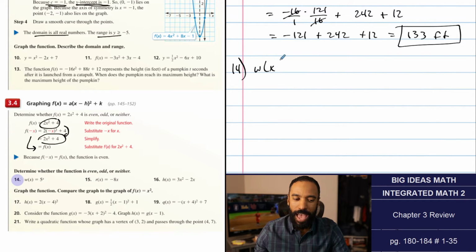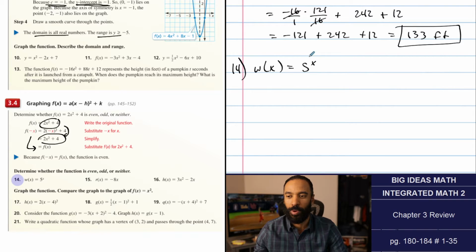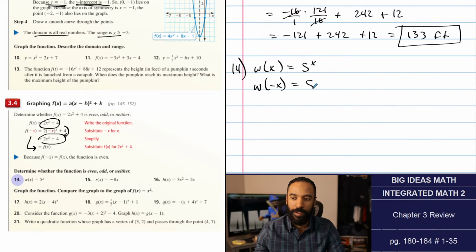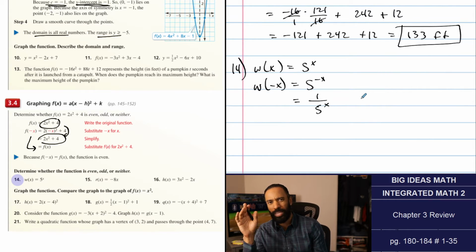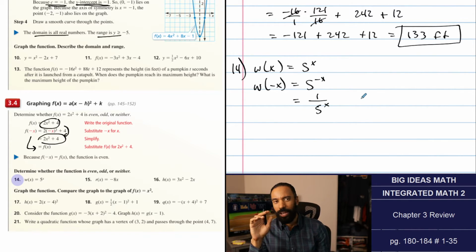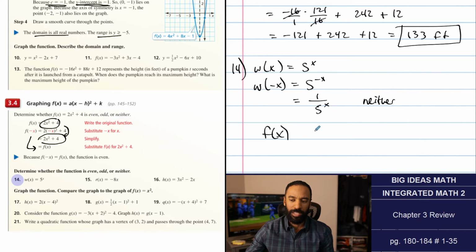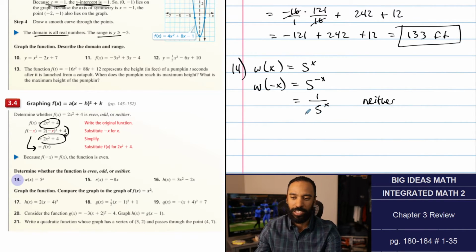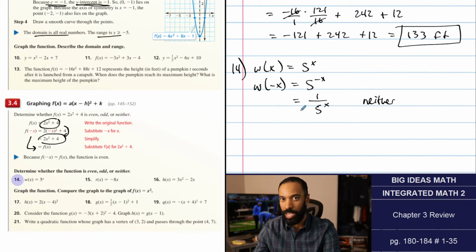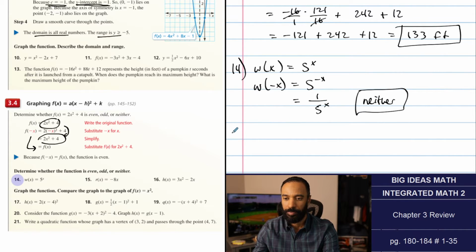So w of x equals 5 to the x power. Determine whether it's even, odd, or neither. This is not a polynomial, so I think it's worth testing what it looks like when we plug in w of negative x. This would be 5 to the negative x power, which doesn't turn it negative. It instead turns it into 1 over 5 to the x power. That may be some sort of inverse thing that we're looking at. Not truly. But it's definitely not the opposite in terms of negative for what this is. This is a case of neither, because f of negative x does not equal f of x or the opposite of f of x. So this is a neither case.